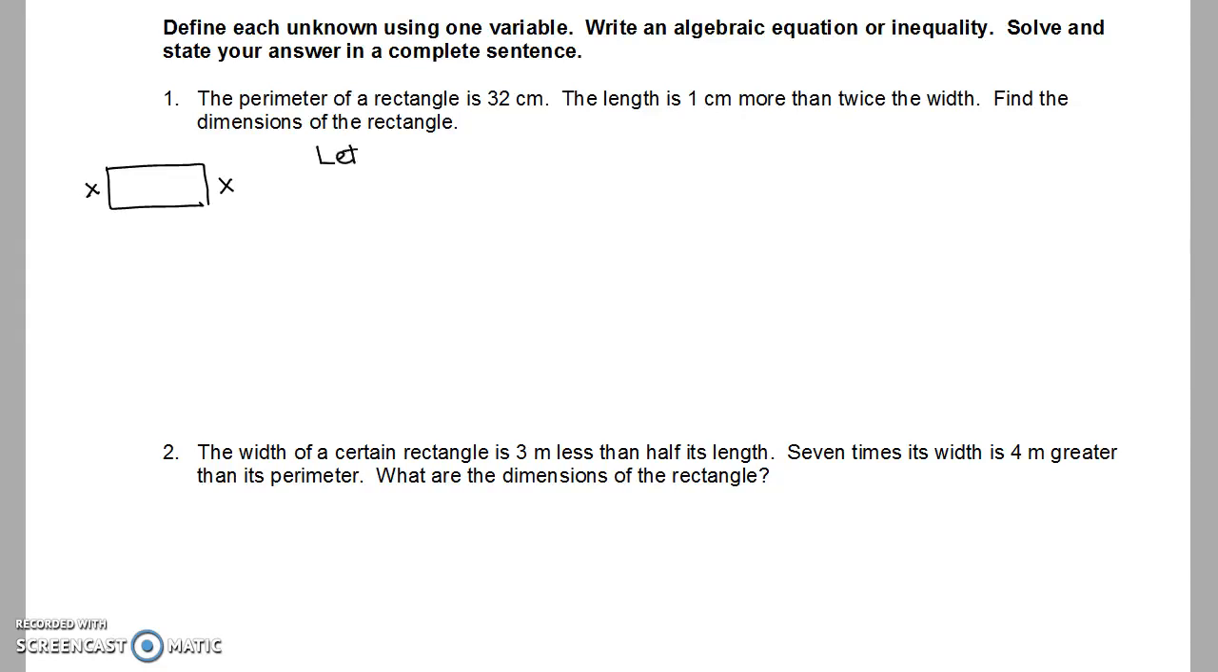At the same time that we're labeling it in our picture, we're going to make sure that we start our let statement. So we're going to let x equal the width of the rectangle. The length is 1 centimeter more, which gives us a +1, and then twice means times 2. So our length is going to be 2x plus 1.